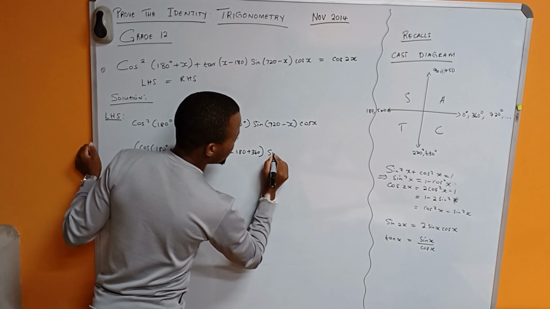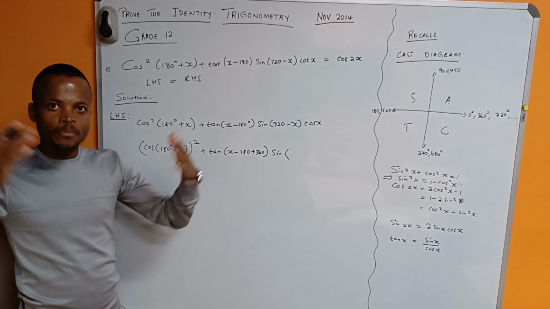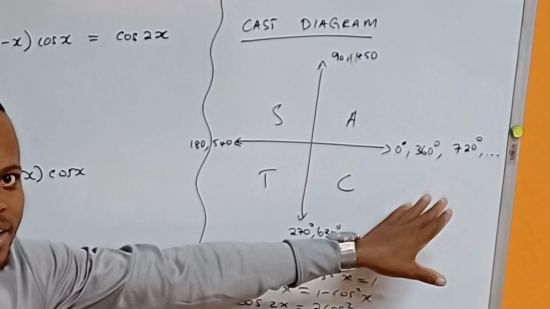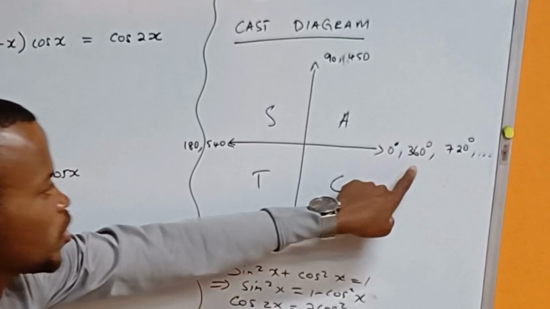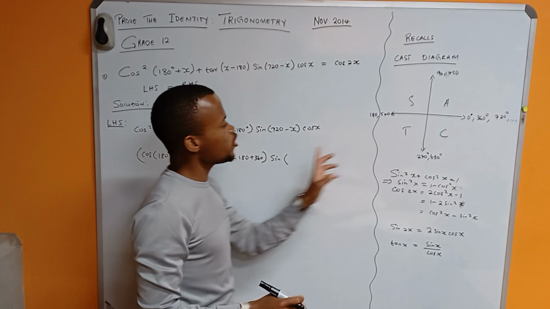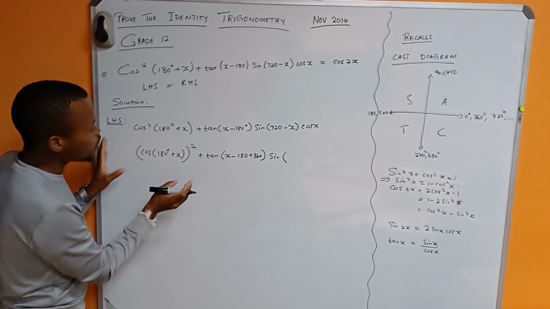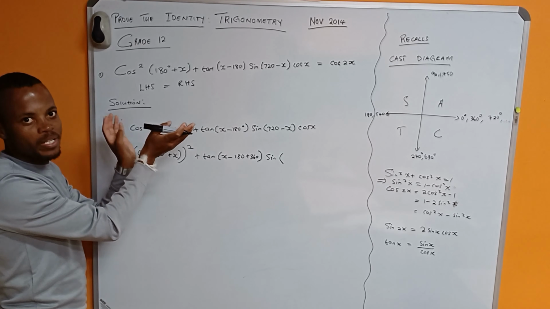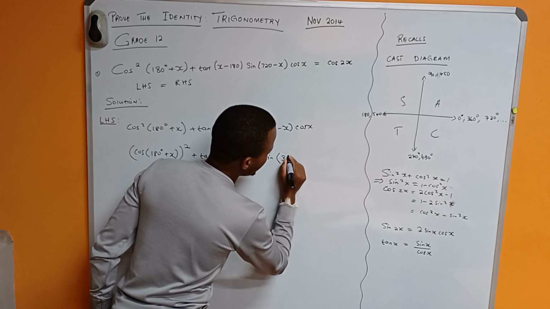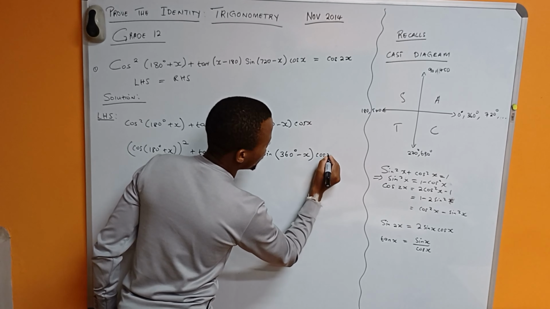So here you have sine 720. 720 is too big, and you are not used to 720. You then go to your CAST diagram. 720 is equivalent to 360. So instead of 720, you can choose to rewrite 720 as something that you are used to. You are trying to make something that you are unfamiliar with into something that will look familiar to you. So sin(720 - x) is the same as sin(360 - x), then cos x.